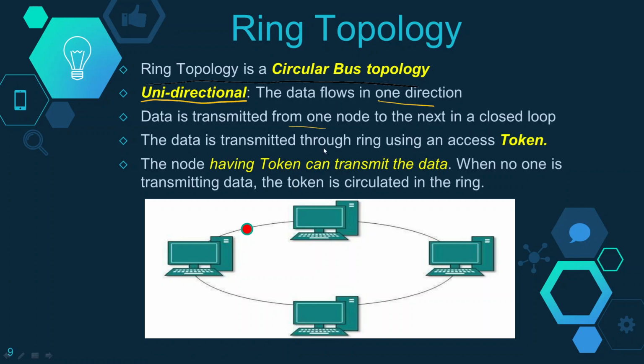The data is transmitted through the ring using an access method that is called a token. The node having the token can transmit the data. When no one is transmitting data, the token is circulated in the ring. Let's suppose this is a token. When this token is present with a computer, then that computer can transmit the data. And when no computer wants to transmit data, then the token is circulated inside the ring in a circular motion as shown.